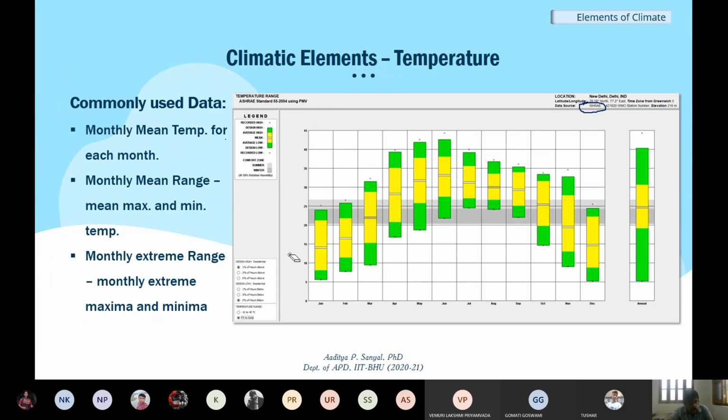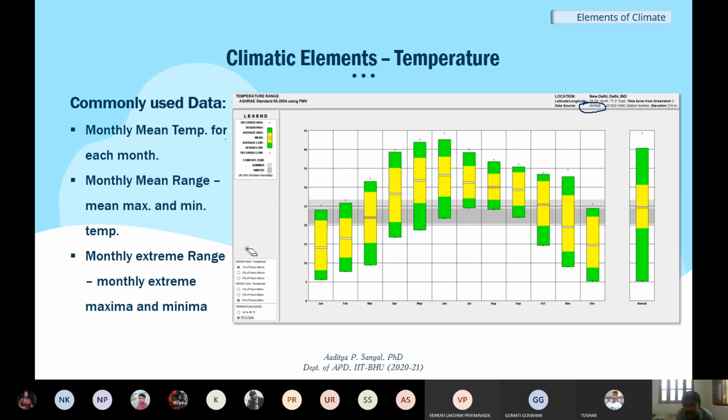At the leftmost corner, if you can see, it shows you design high residential. Can you read the legend there? Do I need to make it larger? We can read it, sir. Yeah, it says 1% of hours above. And design low, it says 0% of hours below.